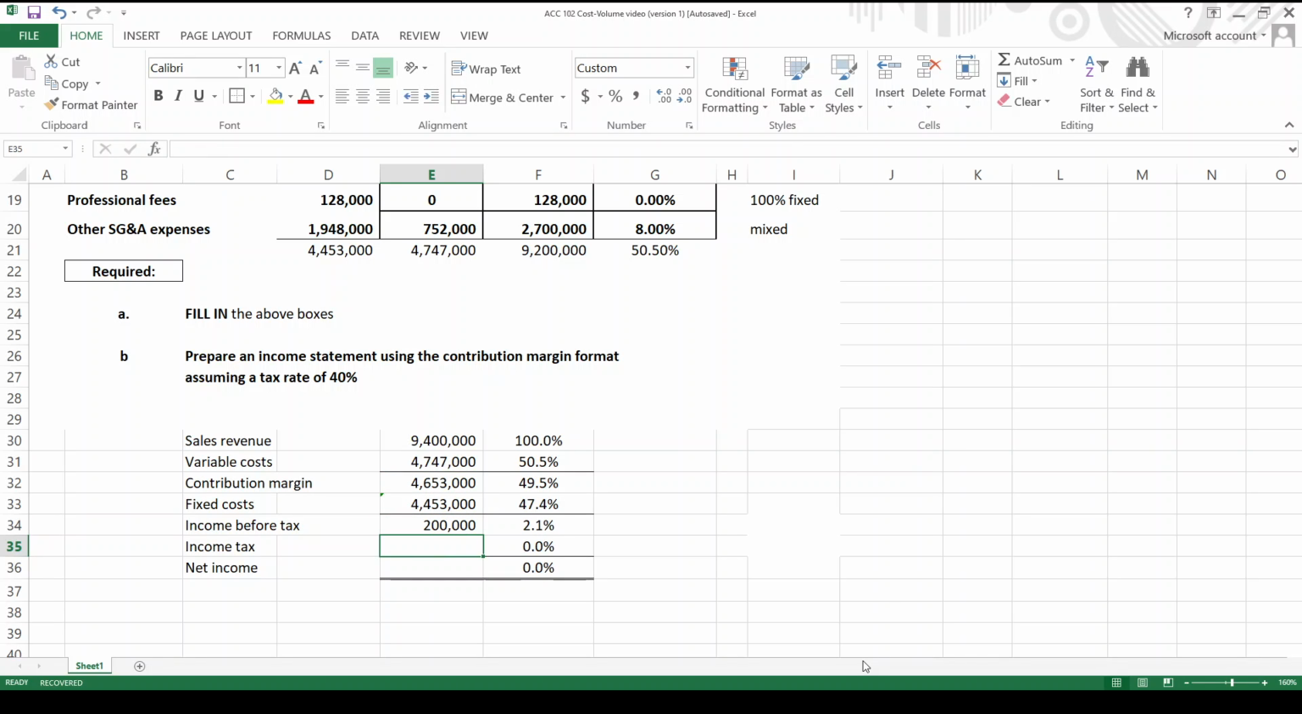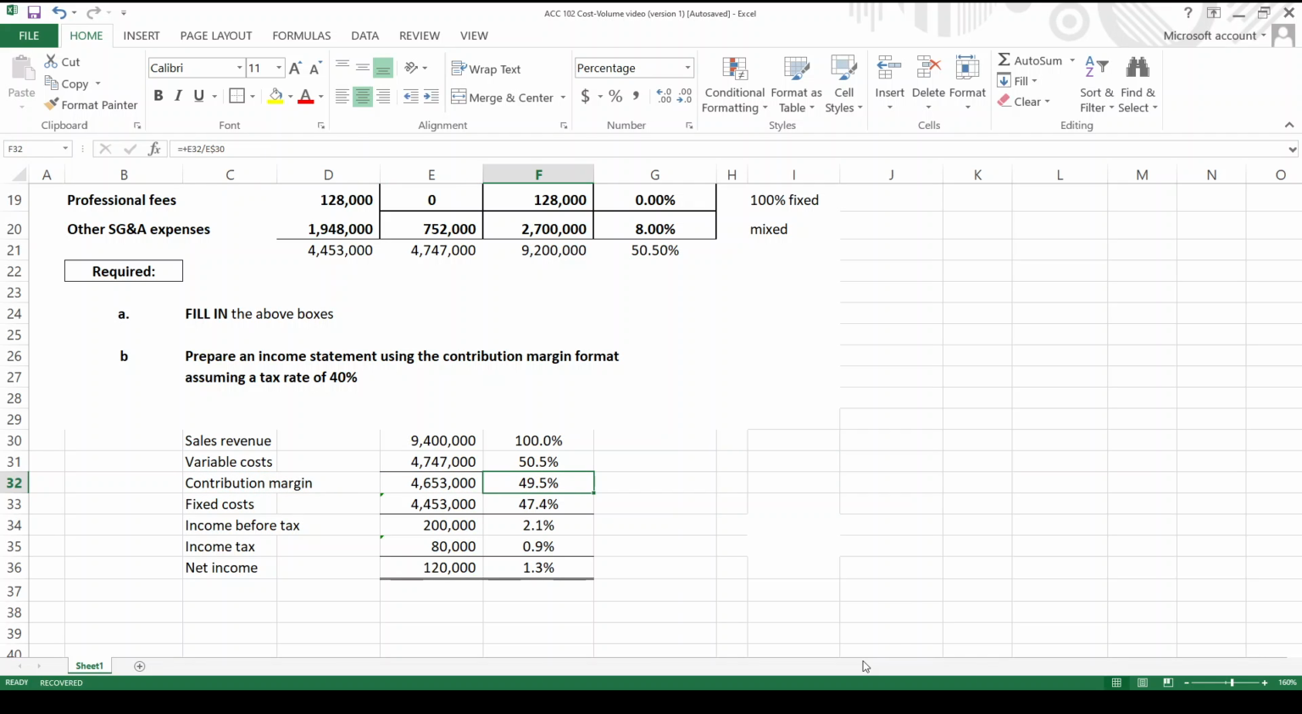So our tax rate, the proverbial 40%. What's our net income? 120K. And there you have it. There's our little contribution margin format type income statement. Alrighty then. For the next problem, this is a key figure.